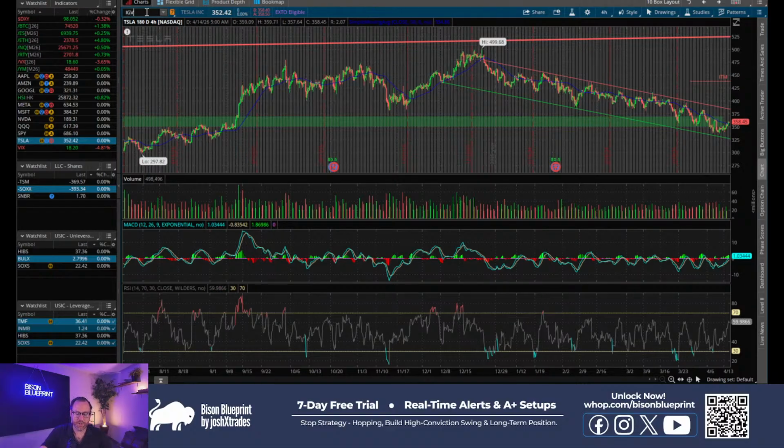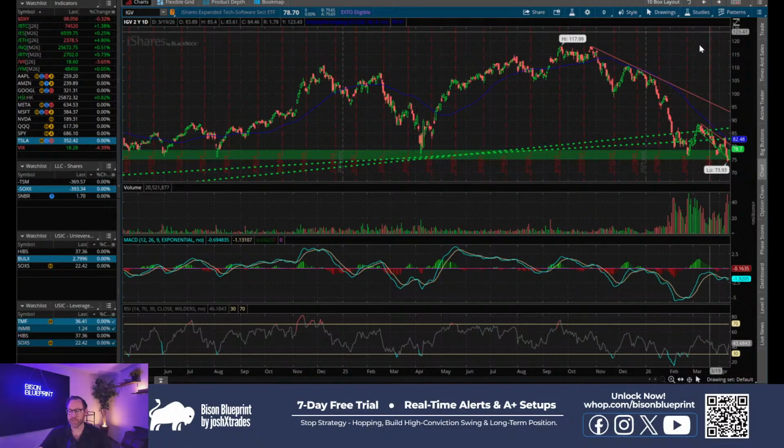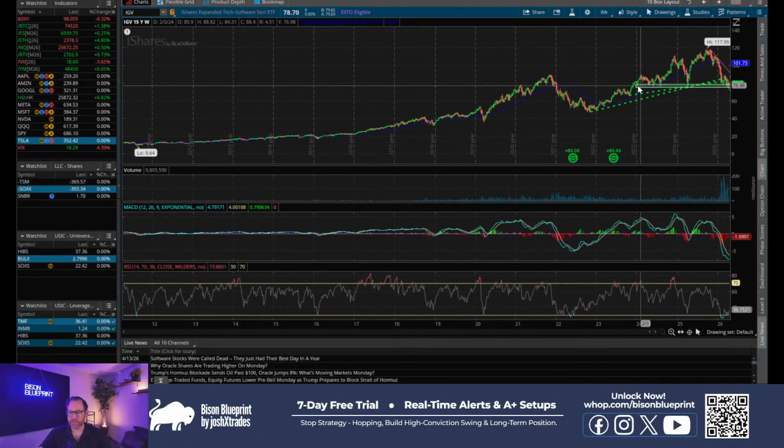So I mentioned the IGV. The biggest name in this, I believe, is Microsoft, but it also includes all of the software names like Oracle, Adobe, HubSpot. Anything like that is going to be in the software sector ETF. So as we look at this, kind of same pattern that we're seeing everywhere else, false breakdown of these trend lines.